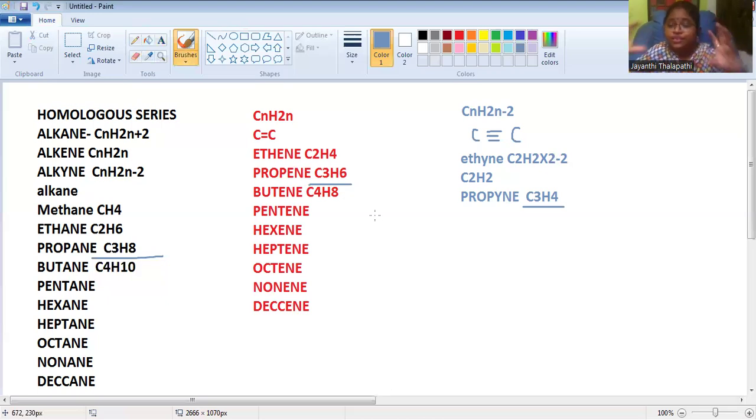To satisfy the valency of the carbon atom, we put a double bond or a triple bond, because the number of hydrogen atoms reduces. To satisfy the valency, we increase the bonds, making single bonds into multiple bonds. So again under alkyne you can write butyne, pentyne, hexyne, heptyne, like that it goes.